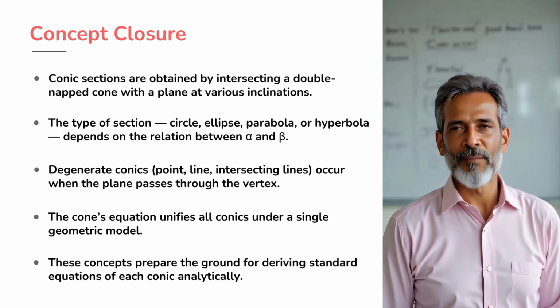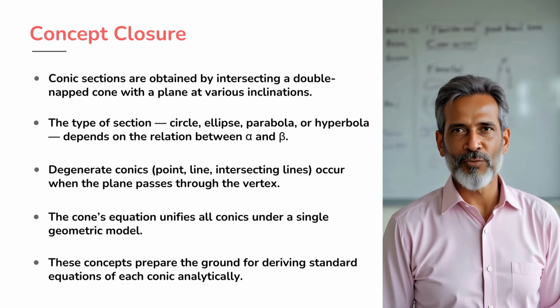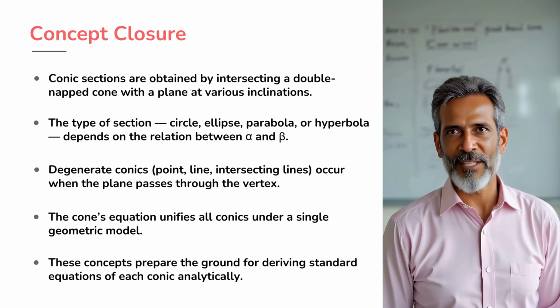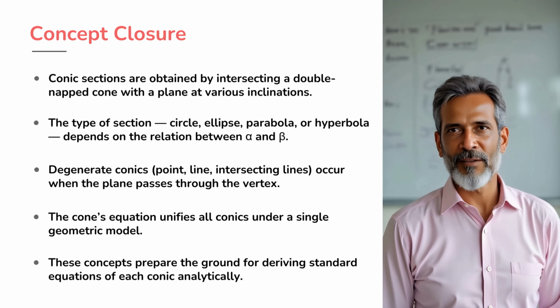Let's wrap it up. We started with a simple idea, cutting a cone with a plane, and ended up discovering an entire family of curves. The circle, ellipse, parabola, and hyperbola, all born from one cone, just sliced differently. When the plane passes through the vertex, we saw degenerate conics, simpler forms like a point, a line, or two intersecting lines. We also derived how the circle's equation, x squared plus y squared equals h squared tan squared alpha, emerges straight from the geometry of the cone.